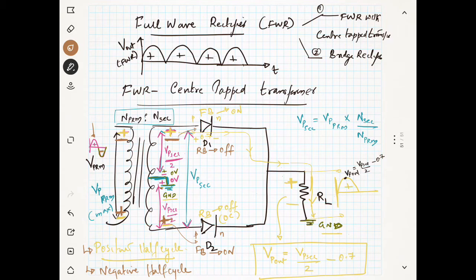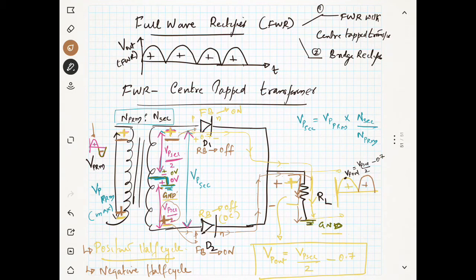That means you have a voltage between the ground and the positive terminal, which is only Vp secondary by 2. It is connected across the diode. So the current will be flowing like this, and current cannot go up because the diode D1 is off. So current has to take the same direction as before. You see here it is going down. Since the current is going down, you can see it is positive and negative. So again you are getting the same kind of voltage at the output.